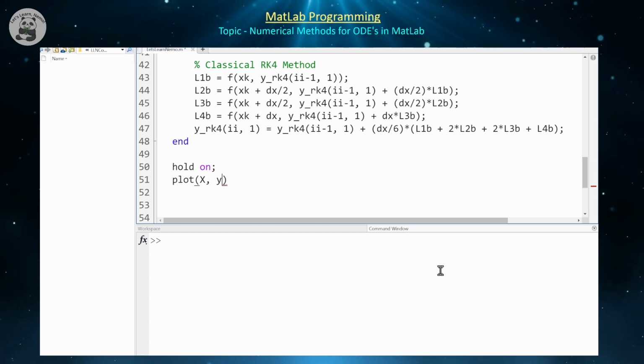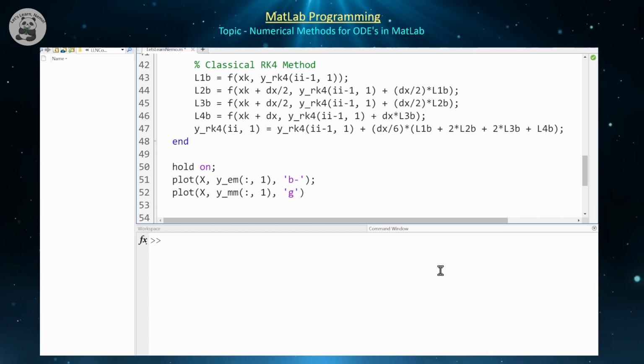On the y-axis, we're going to have the Euler method, all rows, first column of course, and let's go ahead and do this in, let's say, blue lines. The next one I want to plot is going to be x and then the midpoint method. And let's plot this in green lines. And then lastly, our RK4, all rows, first column. And let's do this in red so it stands out.